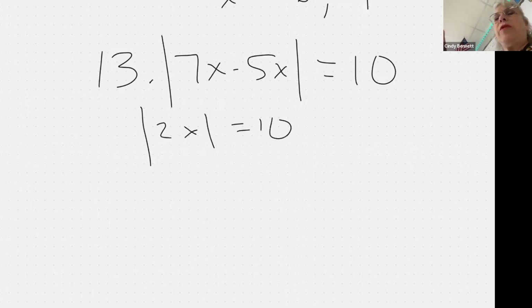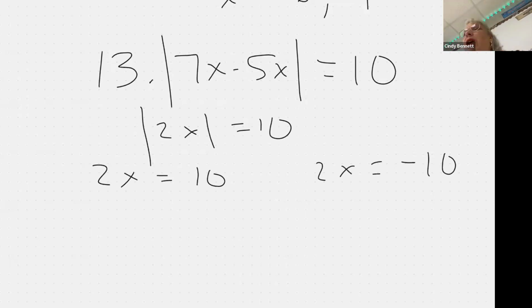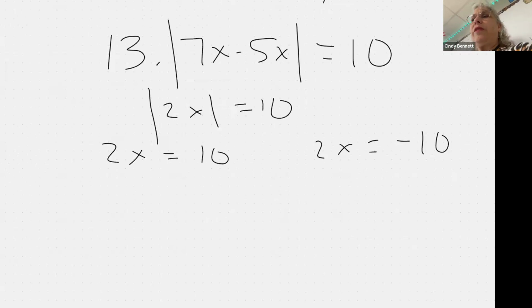No, next step is you're going to write two equations. 2x equals positive 10 and 2x equals -10. So once you have the absolute value isolated, then you make your two equations. Don't divide yet, because you might end up with the wrong answer. So now we have x equals what? So in this case, we do have x equals positive or negative 5.